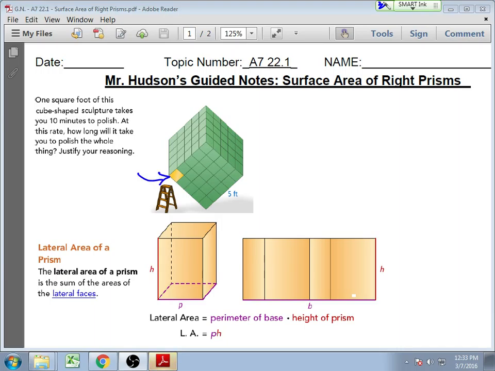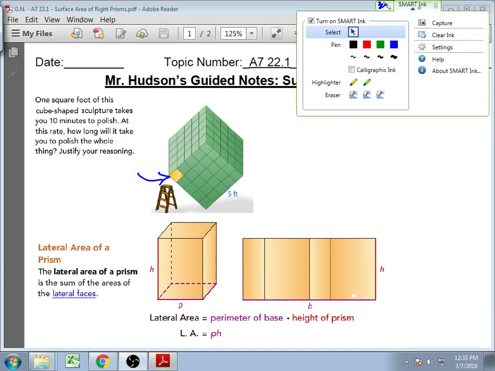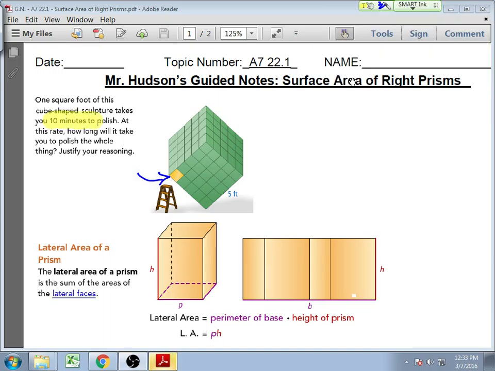But if we see that this little yellow square takes 10 minutes to polish, we get told that takes 10 minutes. How long would it take me to polish the entire thing? Well, we know that it's a cube, so one of the things that we can determine from a cube is that every length is going to be 5. So we could label all these if we want to see that all those edges are going to be 5. We also know that since it's a cube, all the faces are the same. So pause the video and take a second to figure out how long it would take you to polish the entire cube.